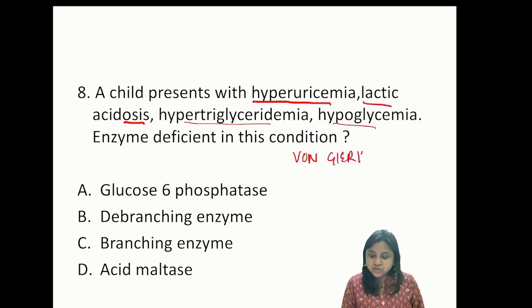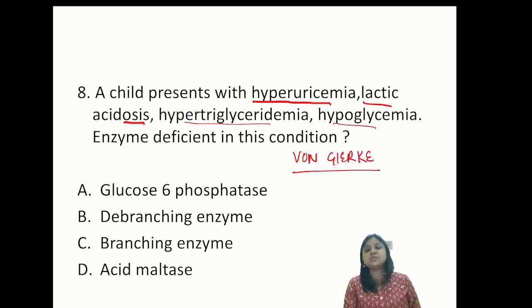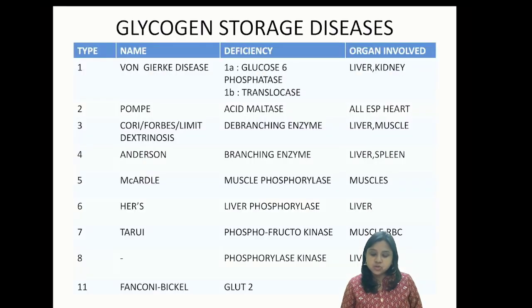So once you know that you are dealing with von Gierke's disease, the question is pretty simple, asking you what is the enzyme deficient in von Gierke's disease. So the answer is option A, glucose 6-phosphatase. So let's quickly recap these glycogen storage diseases.